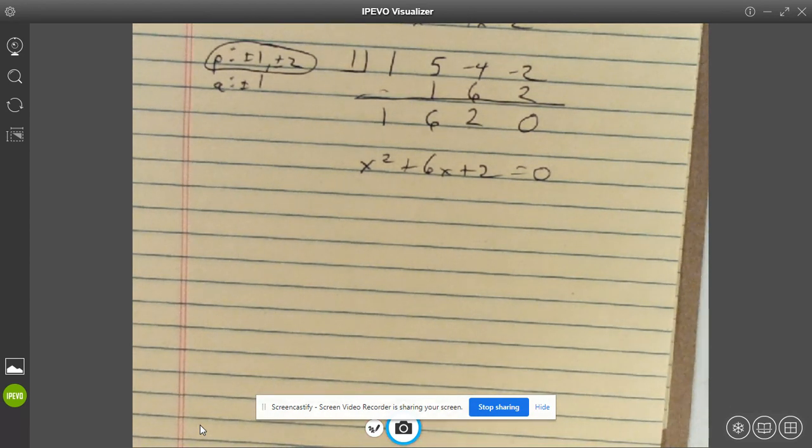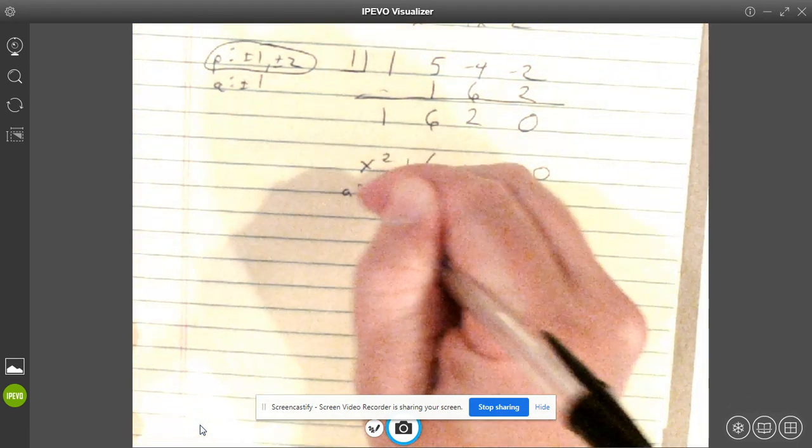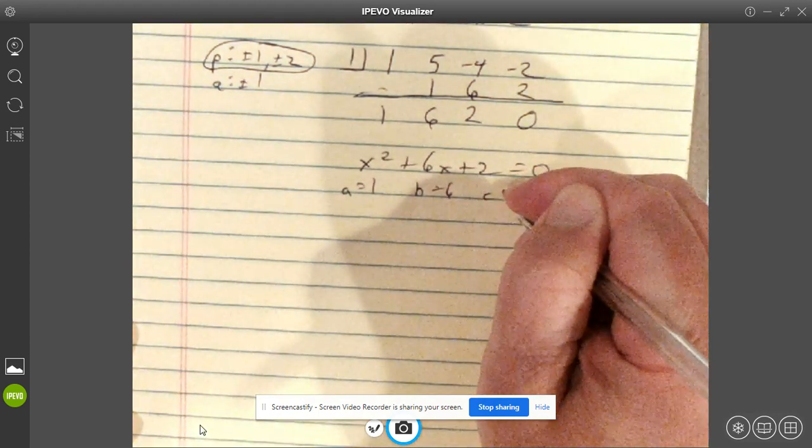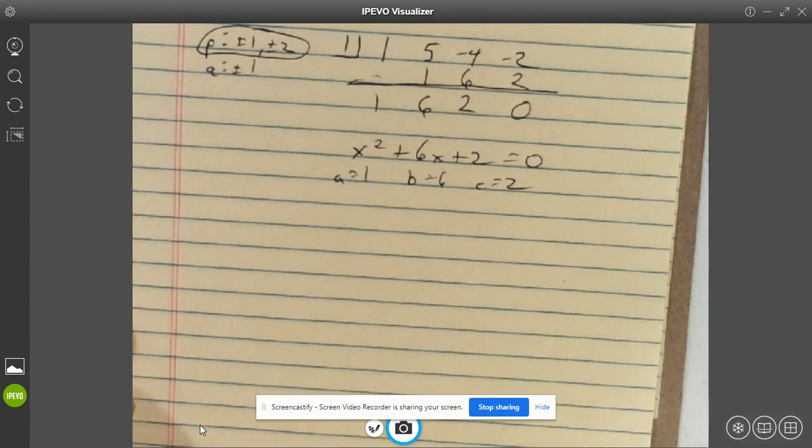So I'm going to have to go to the quadratic formula, which tells me my other 2 roots are probably irrational. So I'm going to do the quadratic formula here. A is 1, B is 6, and C is 2. So let's start plugging that into the quadratic formula.